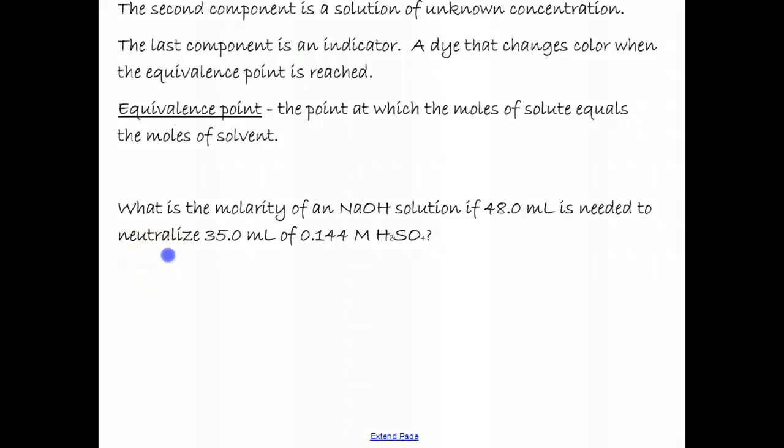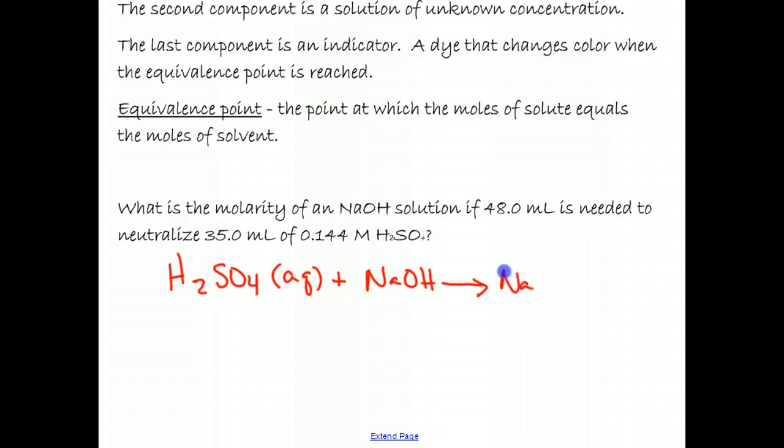So we have H2SO4, which is aqueous. And we are going to add that to NaOH. And this is going to give us the products of Na2SO4 plus water.